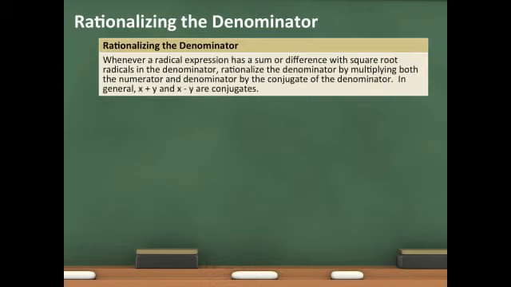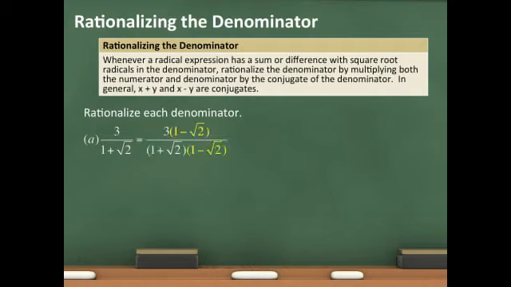Basically, you change the sign in the middle to obtain the conjugate. Let's look at a few examples to see how this works. In part A, we are given 3 over the binomial 1 plus the square root of 2. Notice we have a binomial in the denominator which contains a radical, so we need to rationalize this denominator.